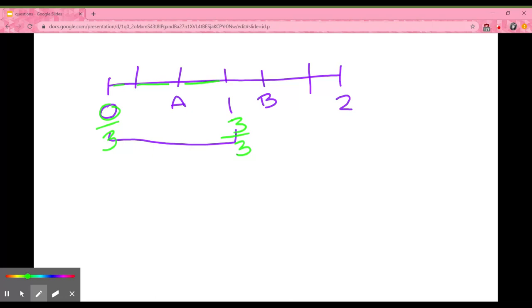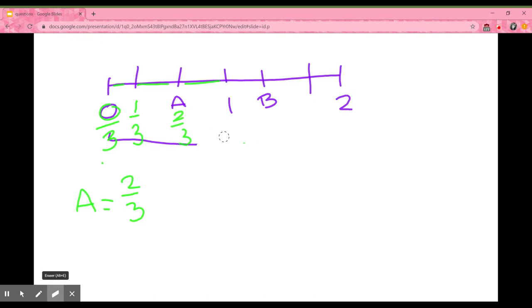So before I explain how to get what letter B is, we're going to fill in to get A. So if this one is 0/3, the next one, the very first one, will be 1/3. Then this one's 2/3, and then we have 3/3 already in. So our letter A is equal to 2/3. I'm going to erase some of this just so it's a little easier to see.